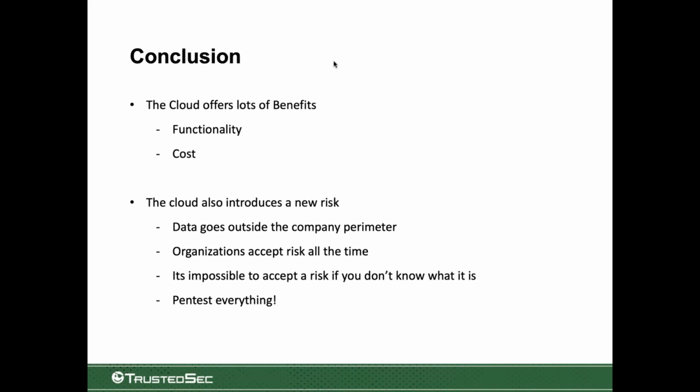I've said it 5 times, but your data is gone. Your data goes outside the company perimeter and you're entrusting somebody else to watch over it. And even in an infrastructure as a service situation, you can do everything you can to protect your data, but the actual physical hardware is still out of your control. There's still a lot of things that are out of your control, and it's okay to accept that risk, right?